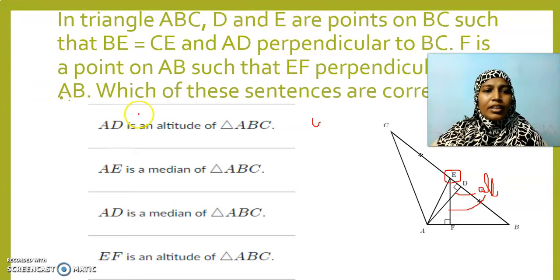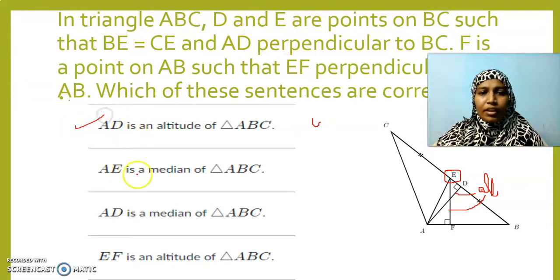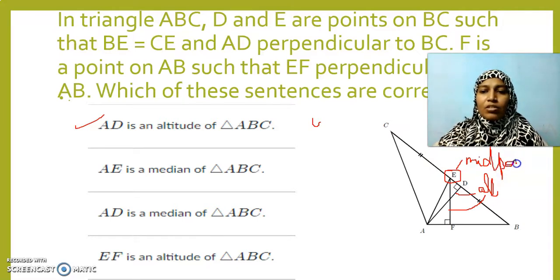Then AE is the median. Is AE a median? Yes, because we found E to be the midpoint. If a line segment joins the vertex and the midpoint of the opposite side, that line segment is called a median. So AE is a median.